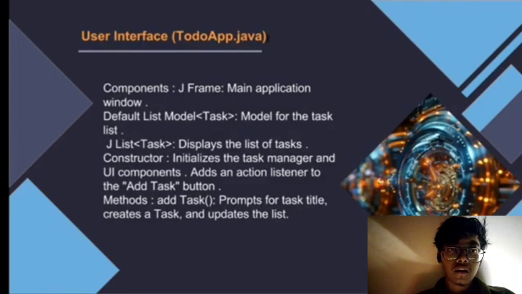User interface components. JFrame, the main application window. DefaultListModel, the task model for the task list. JList displays the list of tasks. The constructor initializes the task manager and UI components and adds an action listener to the add task button. The add task method prompts for the task title, creates a task, and updates the list.